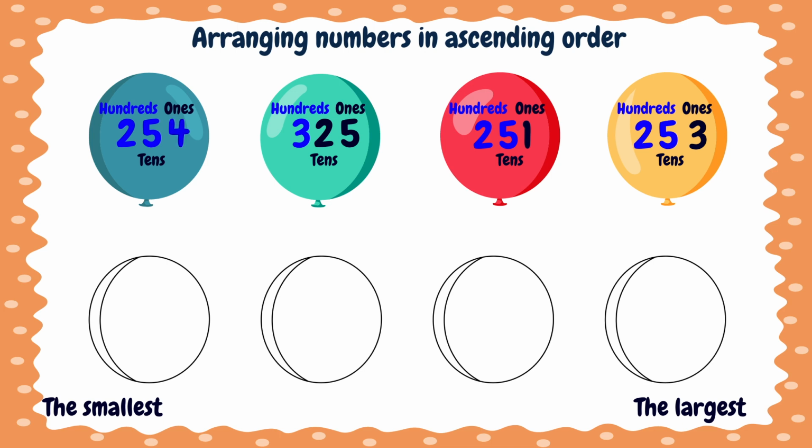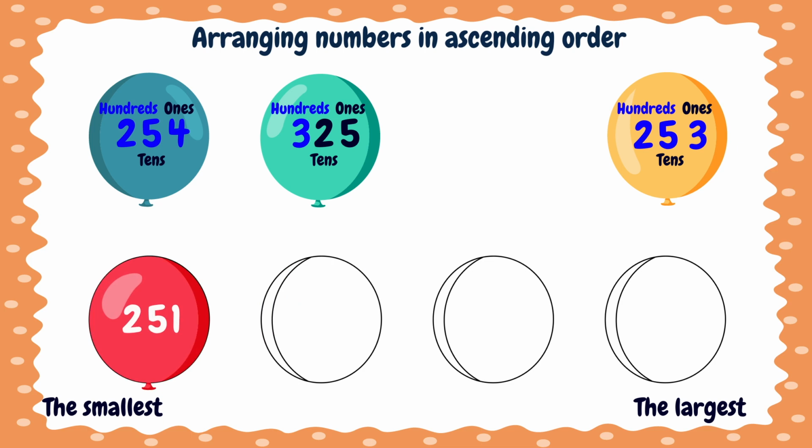Here is the number 4. Here is 1. And here is 3. Which of them is the smallest? 1. Good job. So the number 251 is the smallest. So we will put this balloon here. We have 3 balloons left.